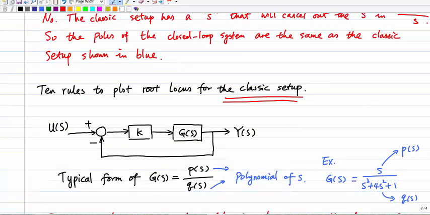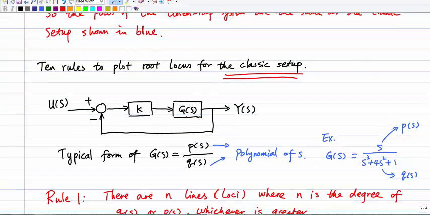Okay, so here I give a classic setup which is given by the typical unit negative feedback with a control, a given system G sub S, and control is given by K proportional control. And also we here assume that G sub S is given by a typical formula, P sub S over Q sub S. Both P sub S and Q sub S are polynomials of S. Here I'll give you an example. For example, G sub S could be given by S divided by S cubed plus 4S plus 1. So P of S is the numerator and Q of S the denominator. They are both polynomials of S over here.